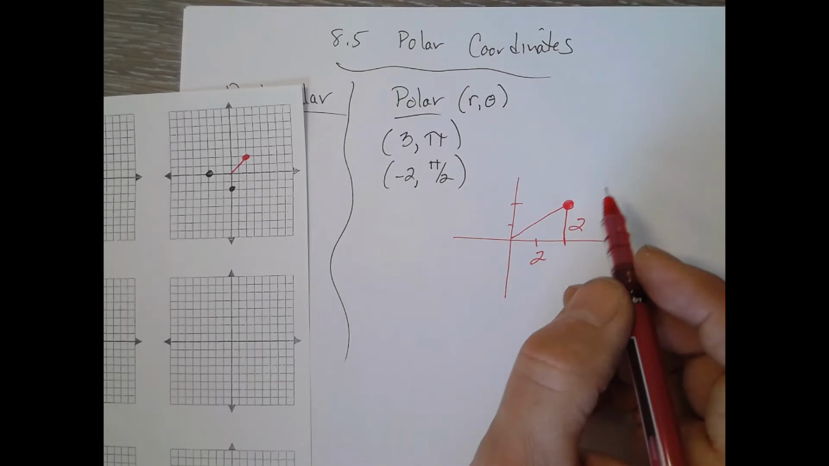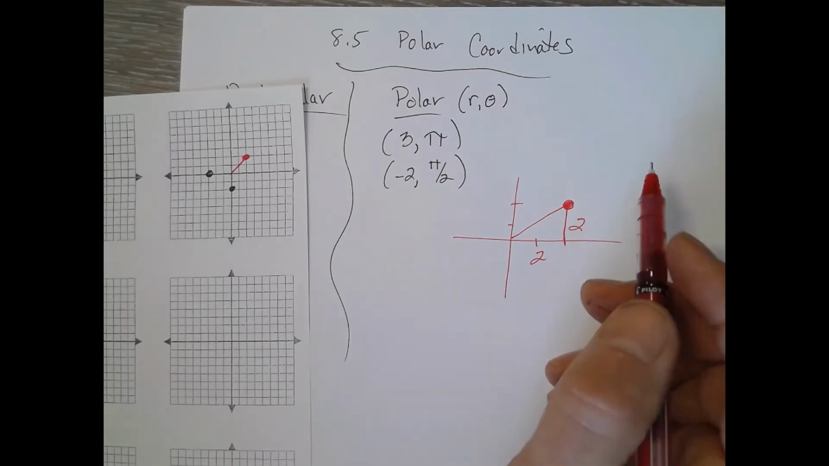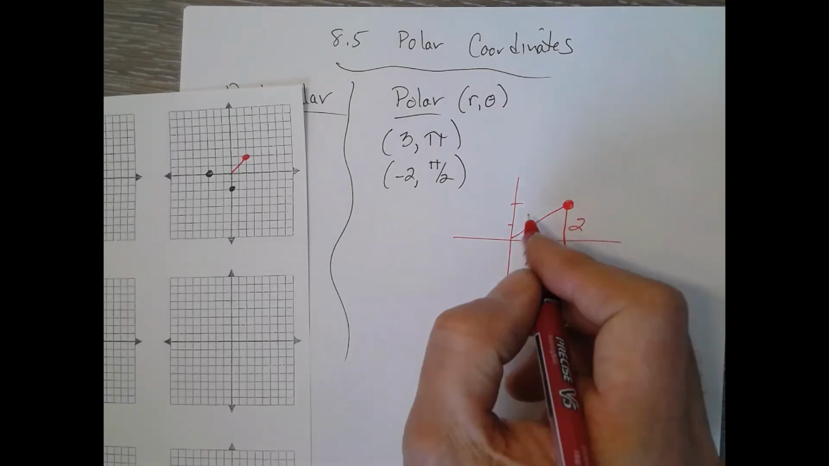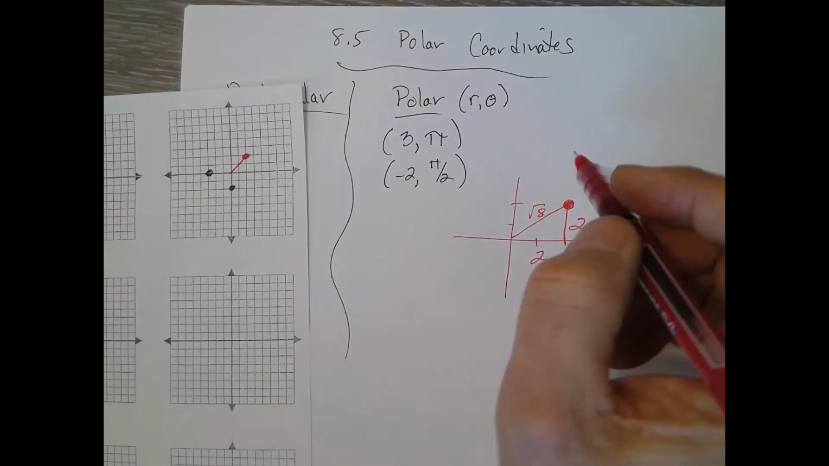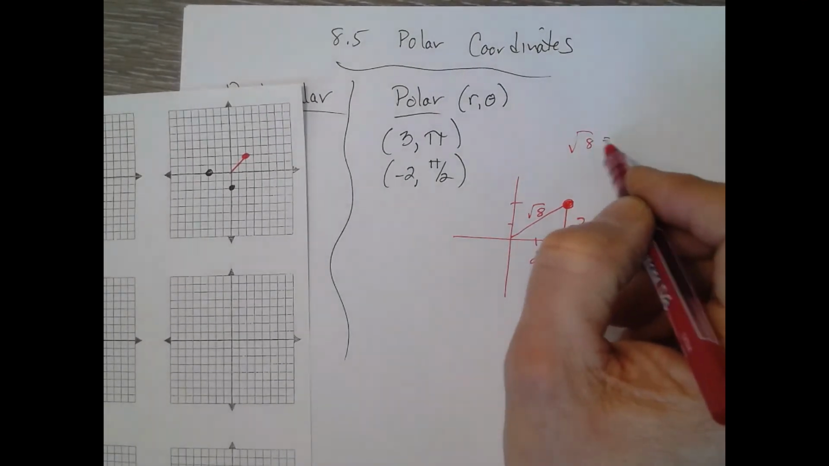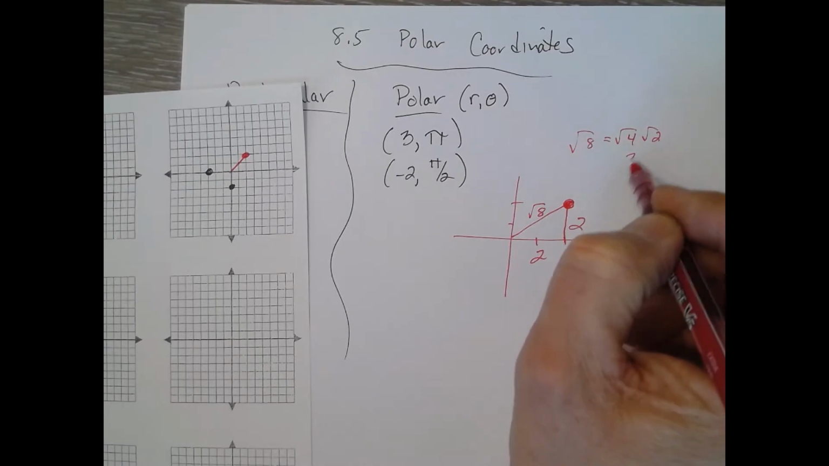Square root of 8? How'd you get that? 2 squared plus 2 squared, divided by the square root. Good, very good. So the Pythagorean theorem will give us square root of 8. Very good. And that'll always work. So our r can be square root of 8. Square root of 8 actually simplifies to be 2 square root of 2.